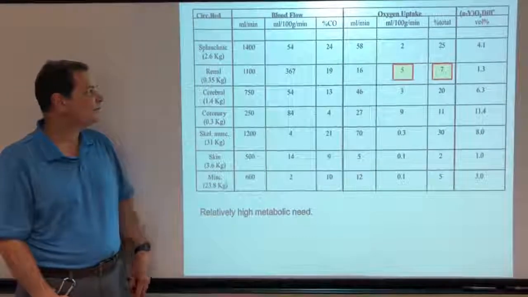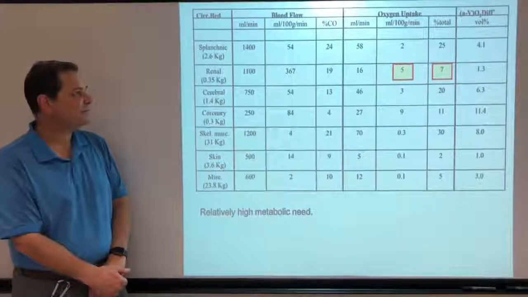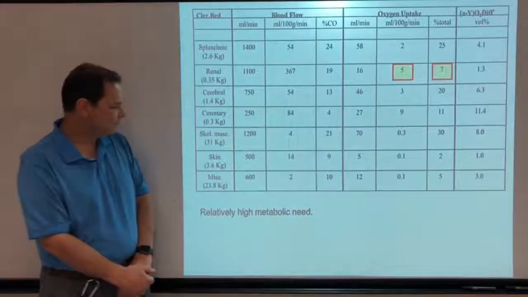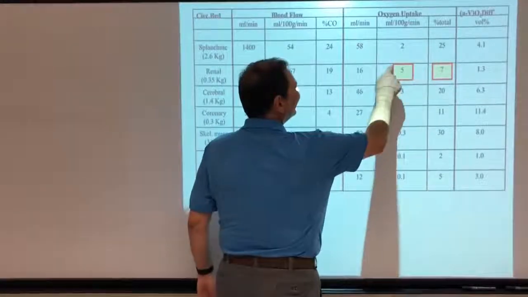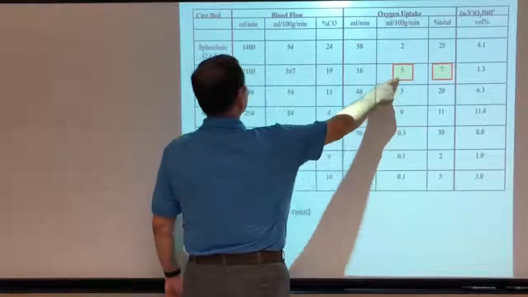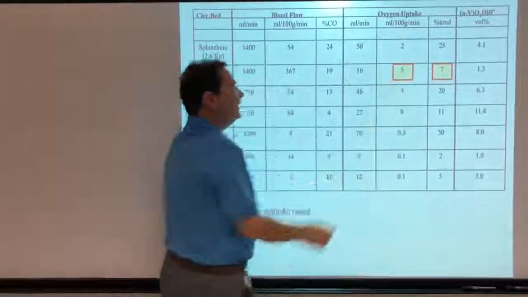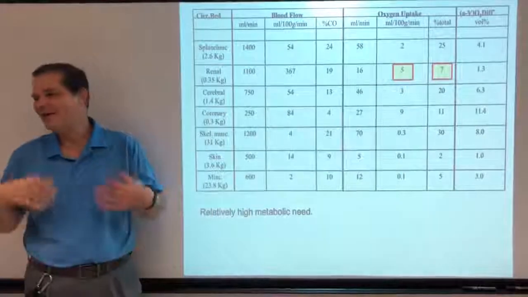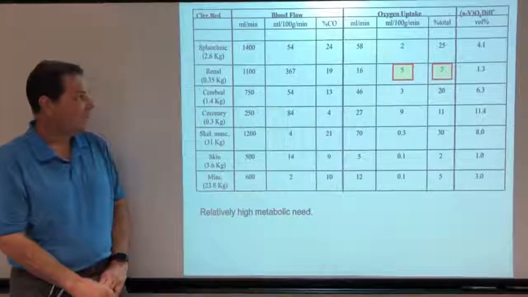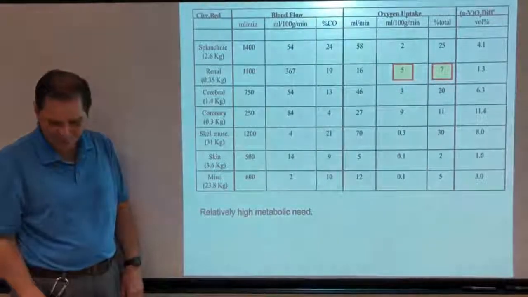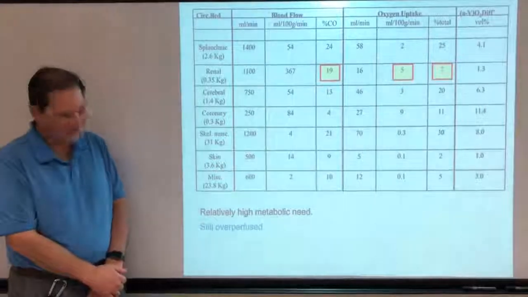In this video, we'll start off by talking about the kidneys, the renal beds. The first thing you'll notice is that this tissue is very active. Per 100 grams of tissue, it uses a lot of oxygen because there's a lot of transport going on. When we get to the kidneys, it will become very obvious why that is. So it does have a relatively high metabolic need.